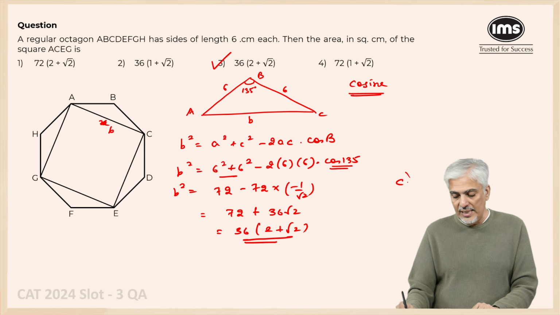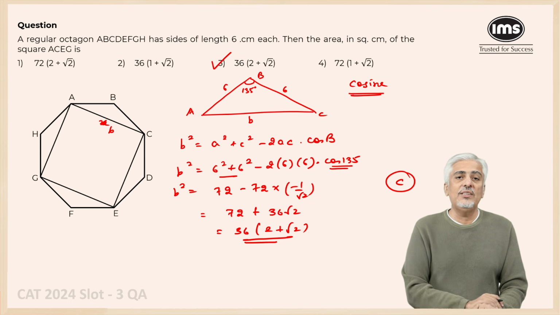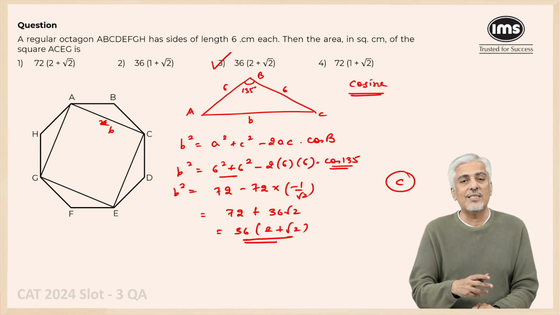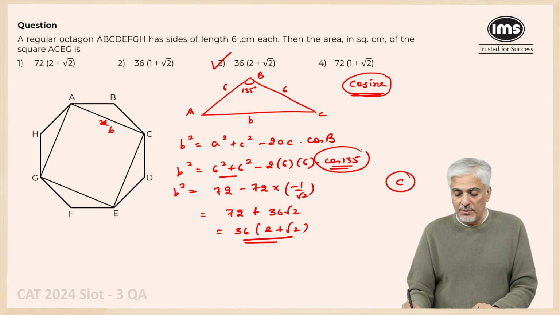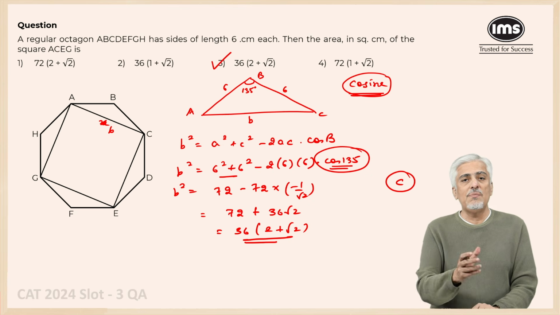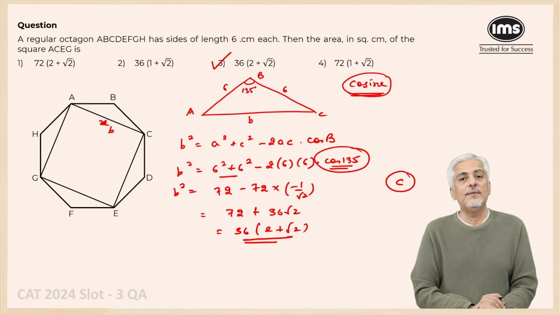Difficulty level, level C, because as usual, as soon as you see trigonometry, it's going to be slightly difficult to solve it. In an exam situation, I would have done it because I knew cosine rule well. I was comfortable using the value of cos 135, but maybe most of you could have skipped it.